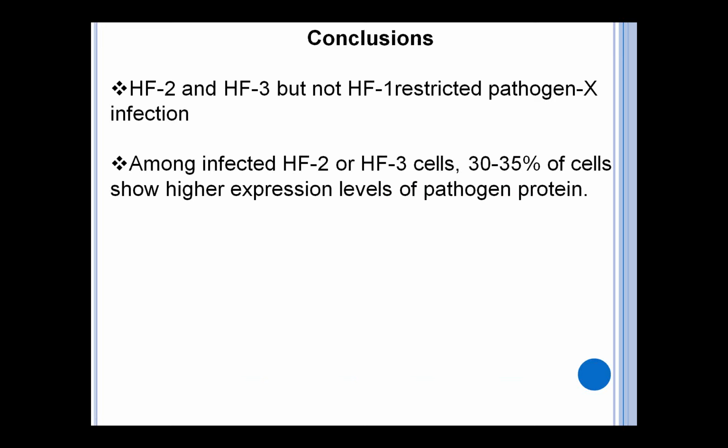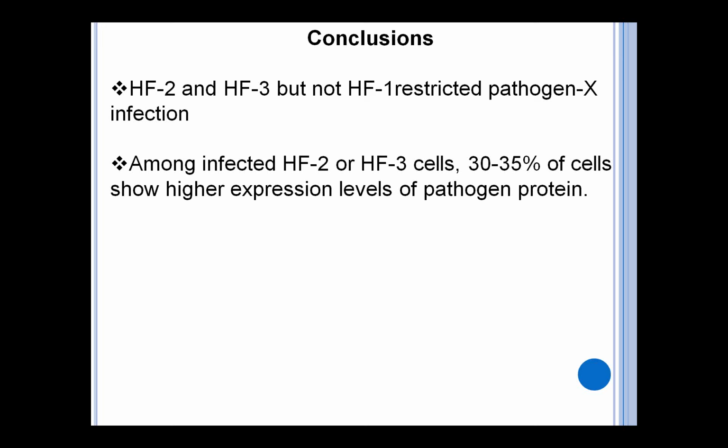What does this mean? This means that in the cells expressing HF1 and vector alone, the mean intensity of the pathogen is low compared to the cells which are expressing HF2 and HF3. That means the protein is able to be formed in the cells expressing HF2 and HF3, but somehow this protein is not utilized in the pathogen formation or the pathogen egress. So the assembly of the protein for the pathogen formation is inhibited.